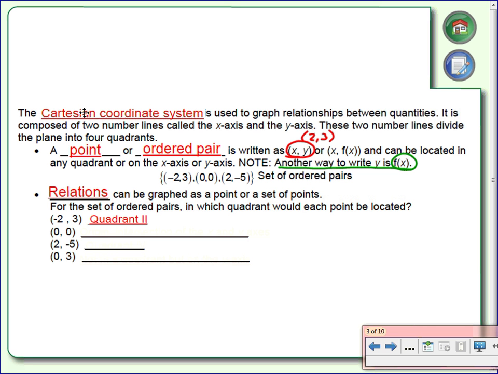What about the ordered pair 0, 0? What quadrant would that one fall into? Origin. That's right. That's a trick question, guys. It doesn't actually fall into any of the quadrants. It happens to be the origin. It's at the intersection of the x and the y axis. Don't be fooled. It's not in the first quadrant. It's not in the second. It's not in the third. It's not in the fourth. It's the origin. It's right in the middle.